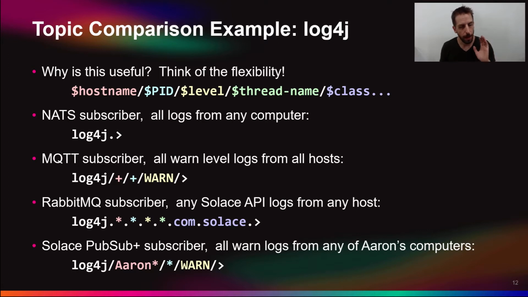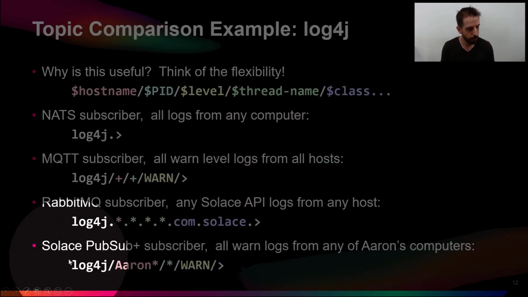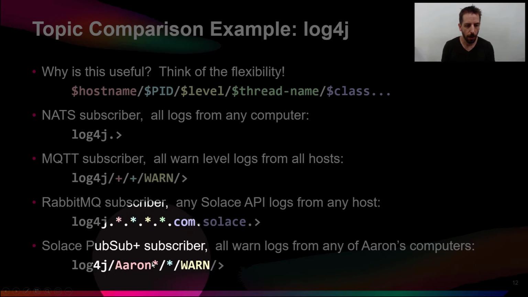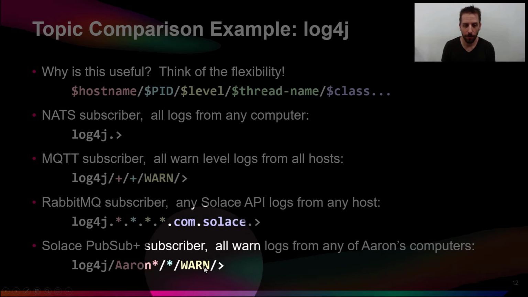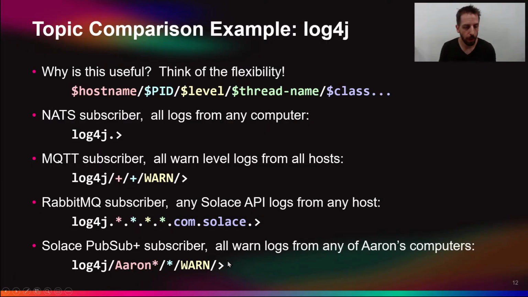And the last one, a PubSub+ subscriber here, all Warn logs specifically from any of Aaron's computers. As you can see, I have Log4j as the first level, and then Aaron star. So it'll match my ThinkPad, Aaron's ThinkPad, Aaron's whatever. I don't know, I only have ThinkPads, actually. I put a star at the PID level, Warn at the level, and then the multi-level wildcard at the end.